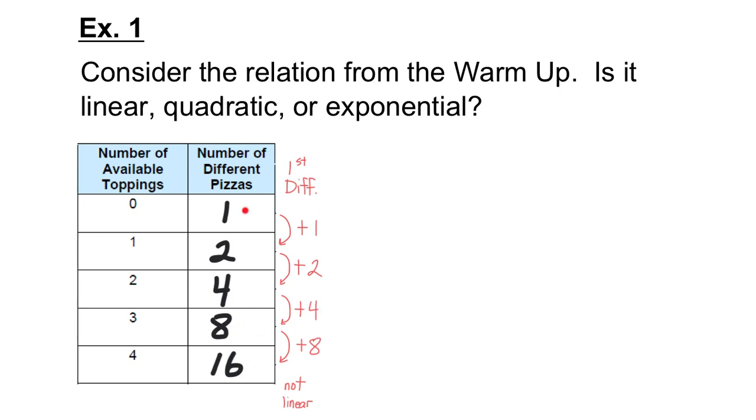So, as I increase from one row to the next on my table of values, I'm increasing by 1, then 2, then 4, then 8. So I'm not increasing by the same rate of change. So this is not linear. Next, I can check the second differences. So from 1 to 2, I'm going up 1. From 2 to 4, going up 2. From 4 to 8, I'm going up 4. This is not a constant rate of change again. So because the second differences are not constant, I can tell this is not a quadratic function.